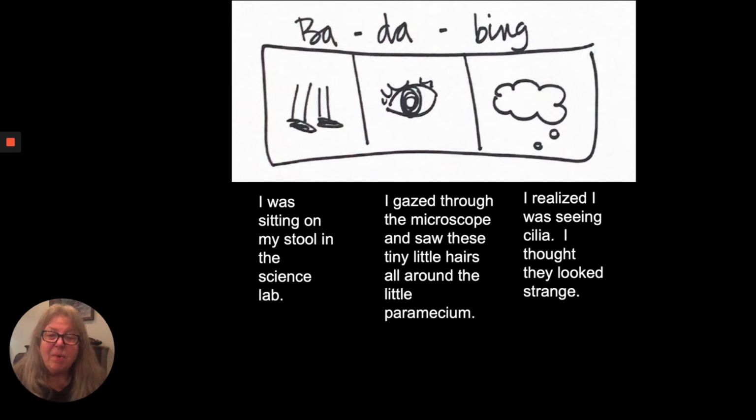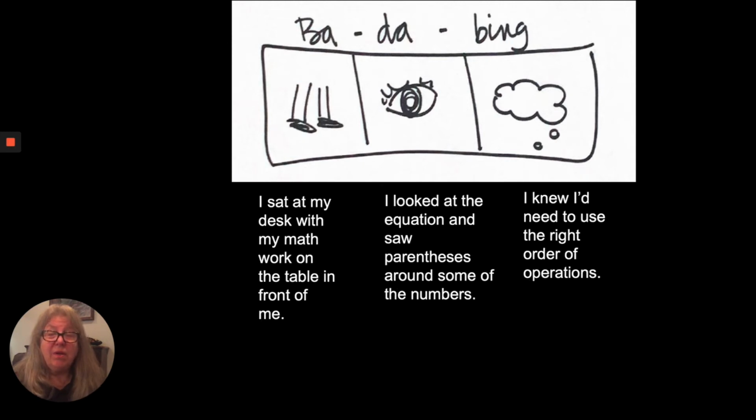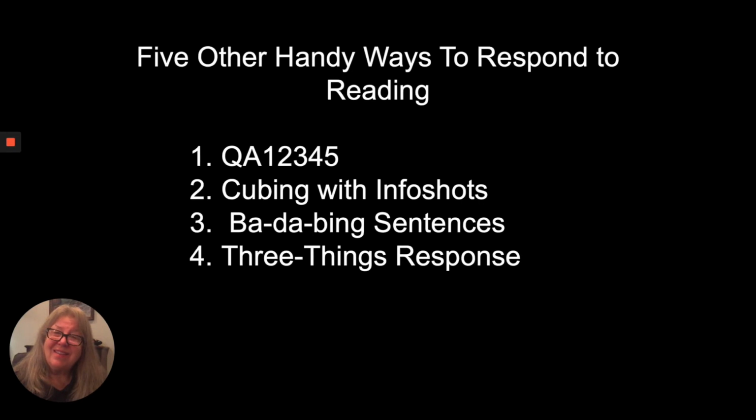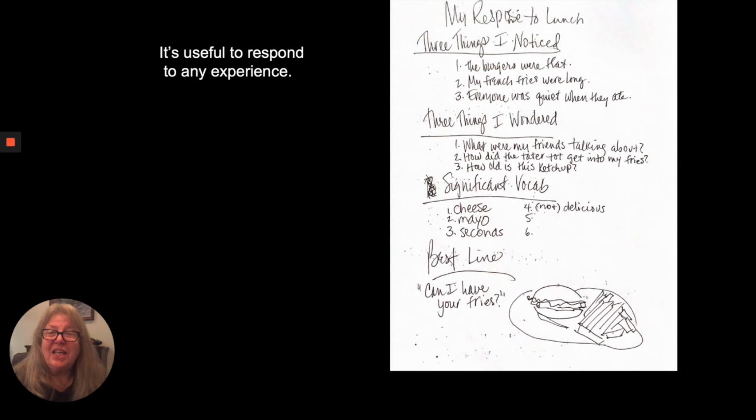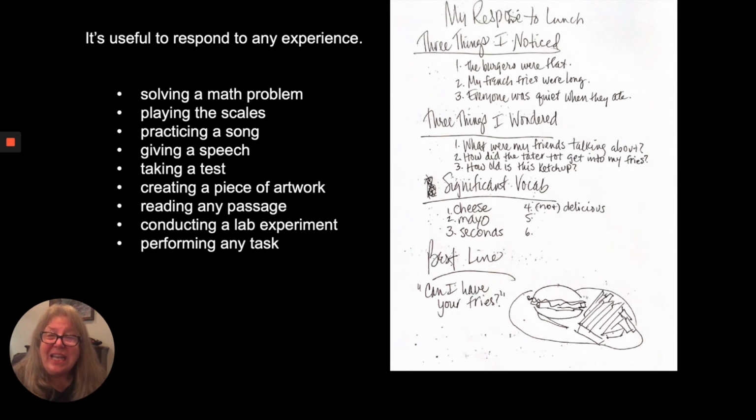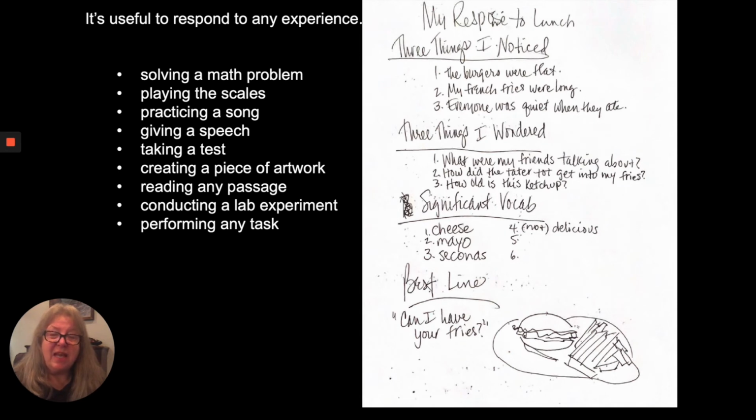And here's an example. Here's a bada bing from someone in a science lab or a math class. You could also have kids do what I call a 3 things response, in which they write 3 things they notice, 3 things they wonder, significant vocabulary, and the best line illustrated. For instance, lunch, or any experience at all. They could do this. It just takes 10 minutes or so for them to show you plenty of information about what they experienced.